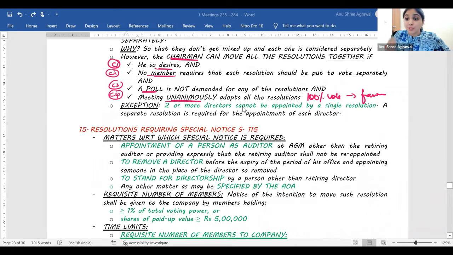But come what may, can two directors be appointed in one single resolution? No. Other matters, you can combine, you can pass one single resolution if these four conditions are fulfilled. But two directors cannot be appointed by one single resolution.